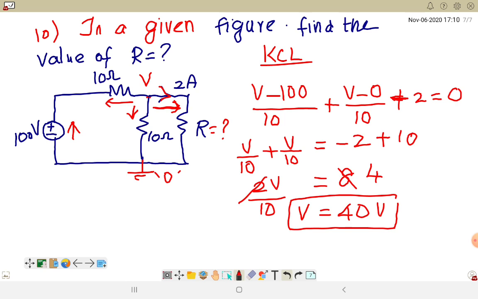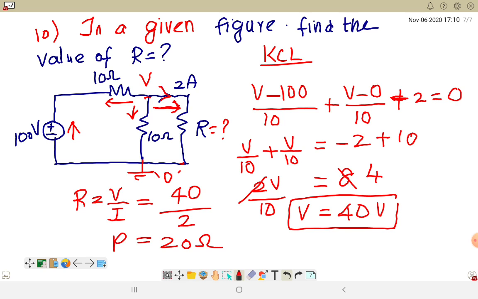But from Ohm's law, R is equal to V by I. We are going to find the unknown resistance. Now we know the voltage for this branch. So the voltage is 40 and the current is 2. So the value is 20 ohm. This is the answer for the unknown resistance.